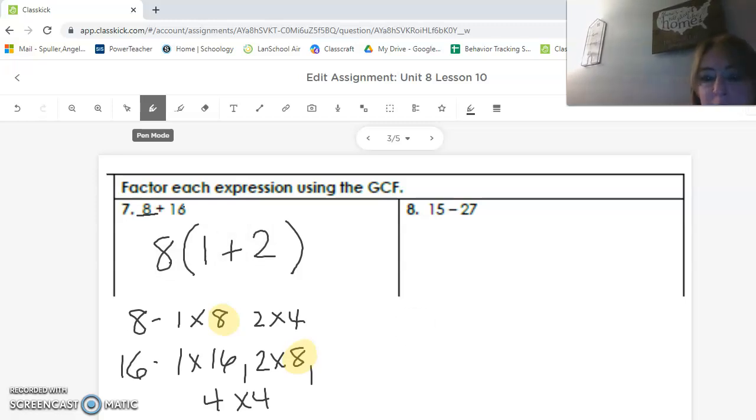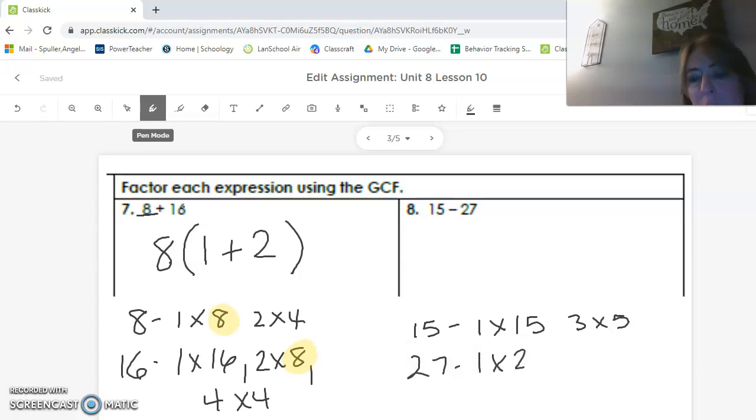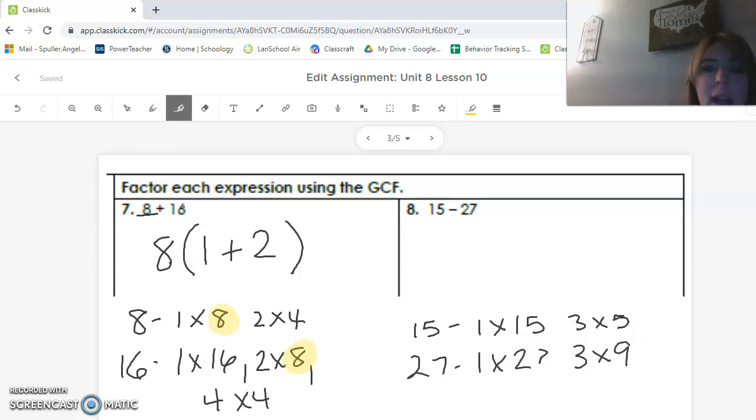All right, let's see here. I have 15. What are the factors for 15? 1 times 15 and 3 times 5. How about 27? 27 is 1 times 27 and 3 times 9. So what number do they have in common? That's the biggest. Well, they both have 1 and they both have 3, but 3 is the biggest.